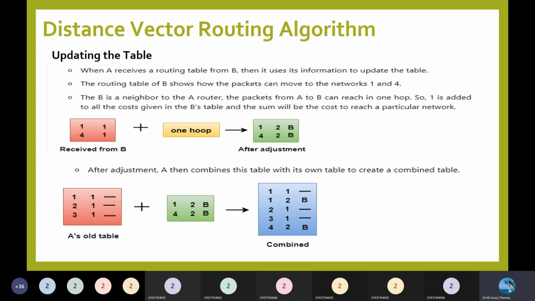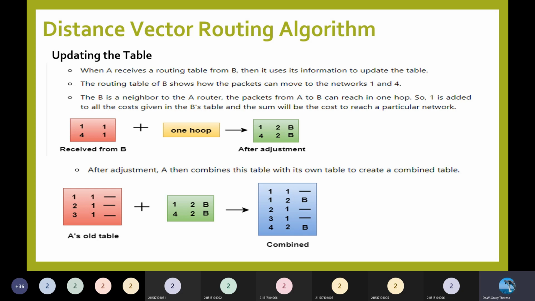So once this information is received by A, because B is a neighbor to router A, the packet from A to B can reach in one hop. It is reached by only one hop. So one is added to all the costs given in B's table, because it is only one hop, right? And that sum will be updated in the table. That is after adjustment.